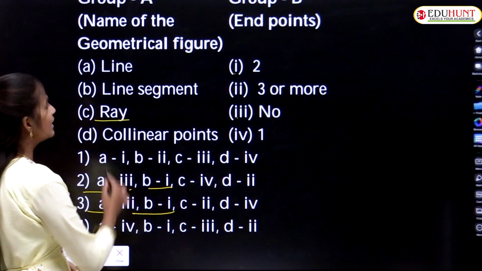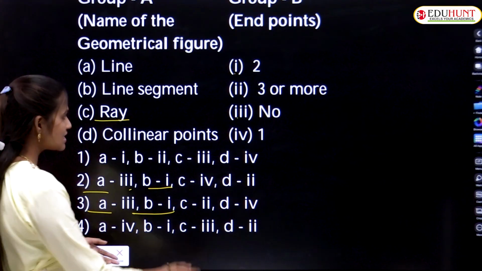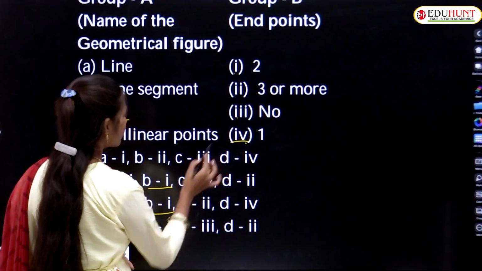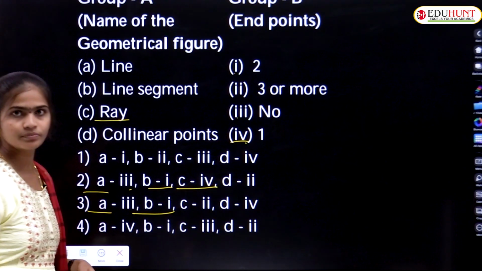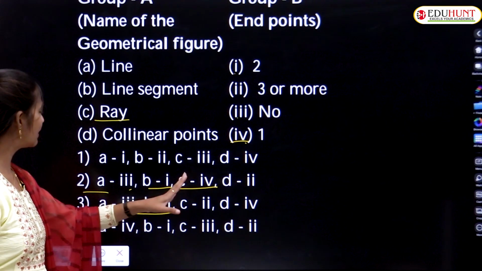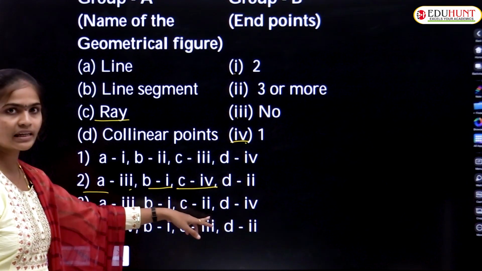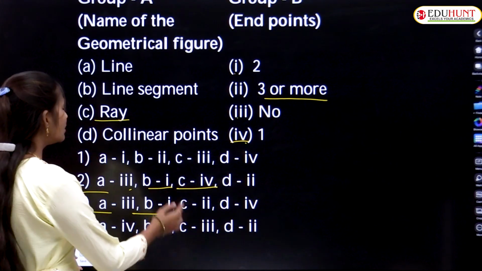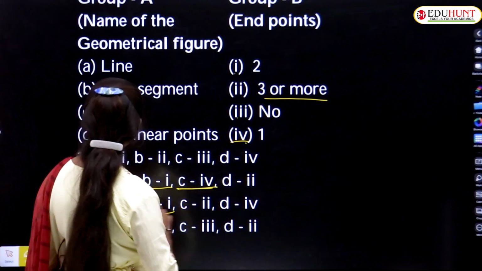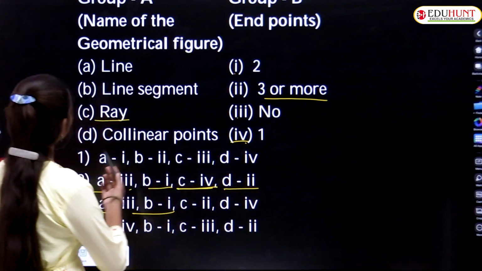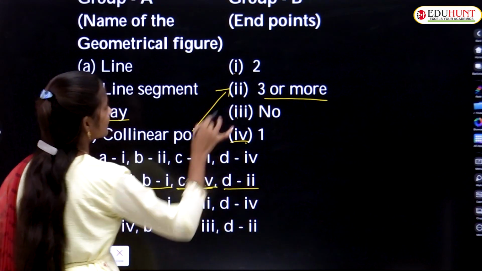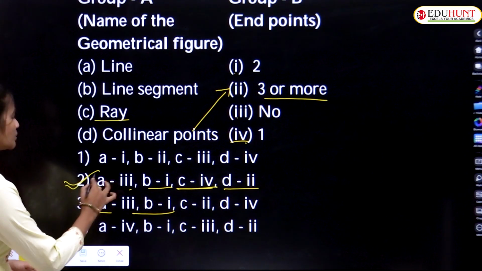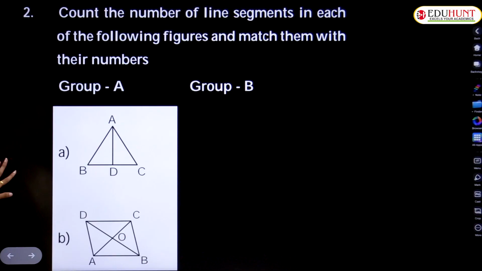So see ray. Ray has how many end points? Just now we discussed, that is 1. So C is 4. This option. Okay, here C is 3 they have given. Sorry, here C is 2 they have given. 2 means the option is 3 or more. Okay, no? So that's why here option 2. So D is 2 collinear points, and here 3 or more collinear points. Is it clear? So which option is correct? Option 2 is correct.